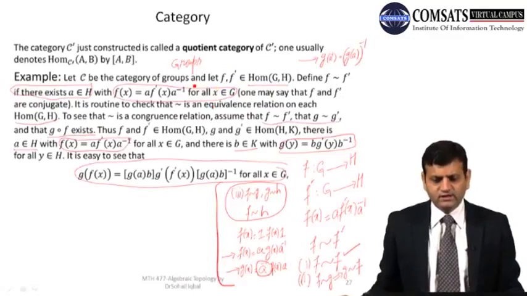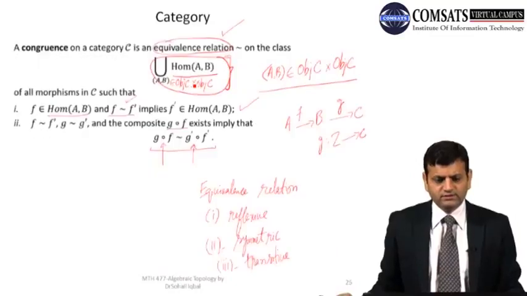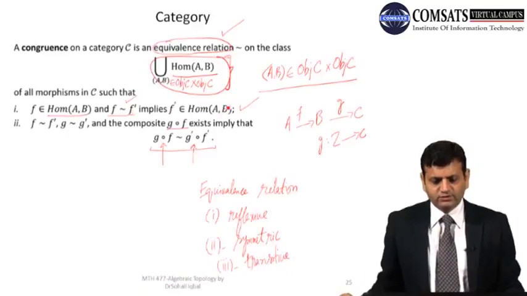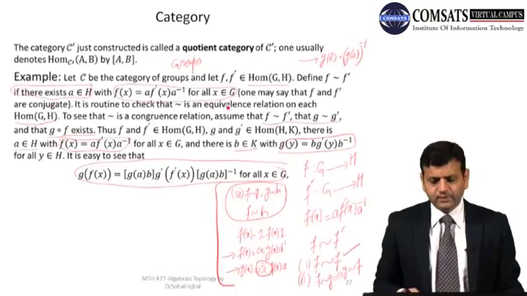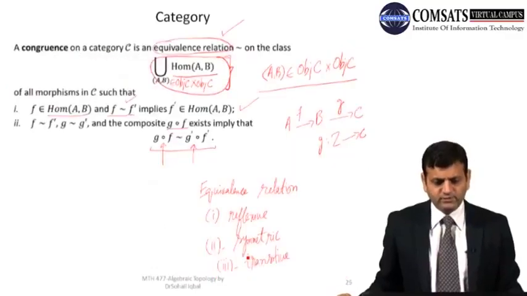Now let's see the definition of the congruence, and what we need to show here. The first condition is: if F belongs to Hom(A, B) and F is related to F prime, then F prime belongs to Hom(A, B). This is very simple, because if F is related to G, then G is related to F, and if F is a morphism from A to B, then F prime is also a morphism from A to B. So this condition is very simple to see.